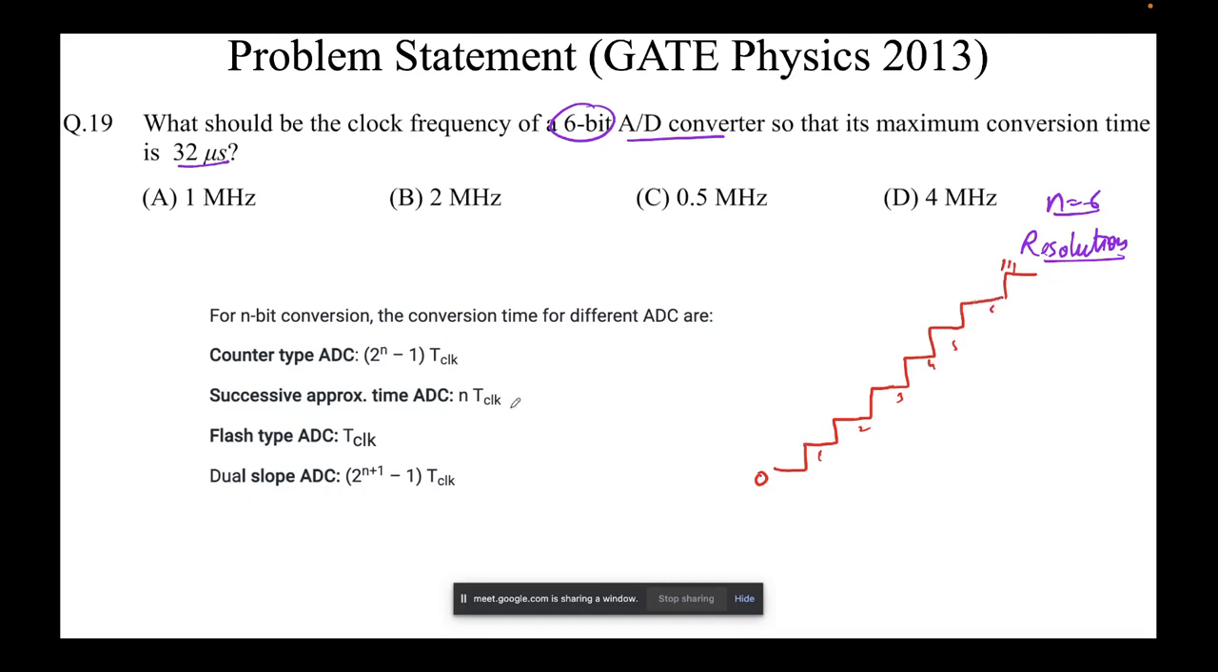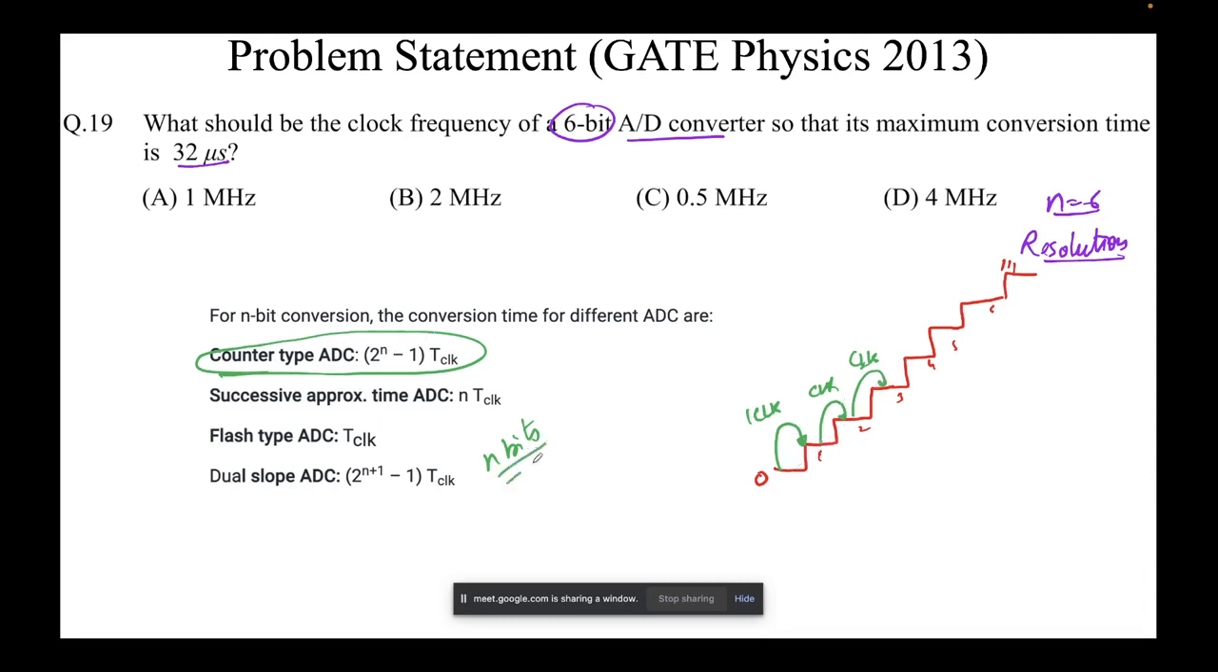Now in order to jump from the 0th level to the first level, there is an internal circuitry involved. It takes 1 clock cycle. If you jump from here to here, another clock cycle, and again another clock cycle. Remember that there are different types of ADCs: counter type, dual slope, and so on. But we are talking about the simplest converter, which is the counter type ADC. For each step it requires 1 clock.